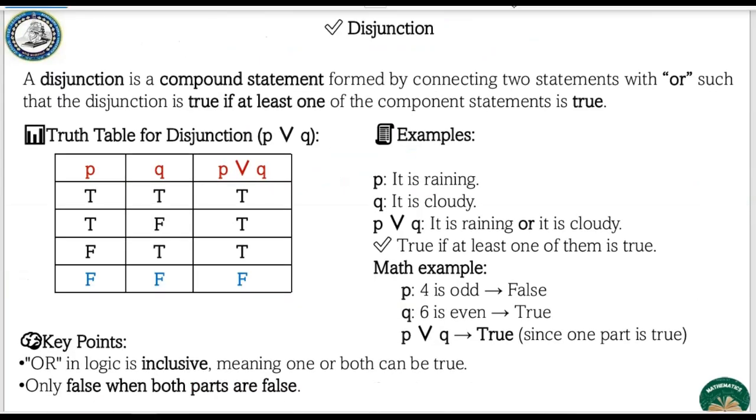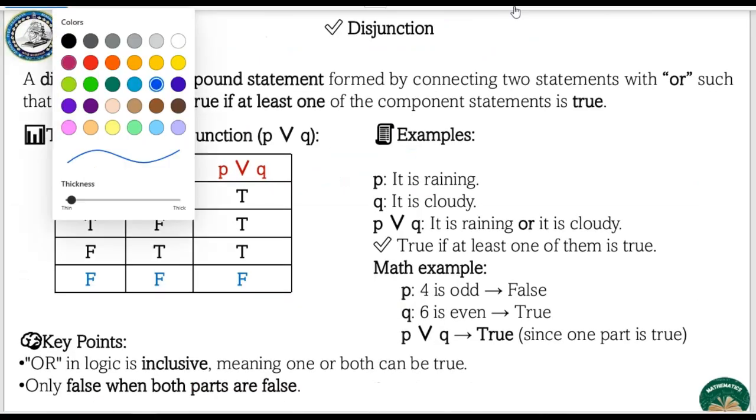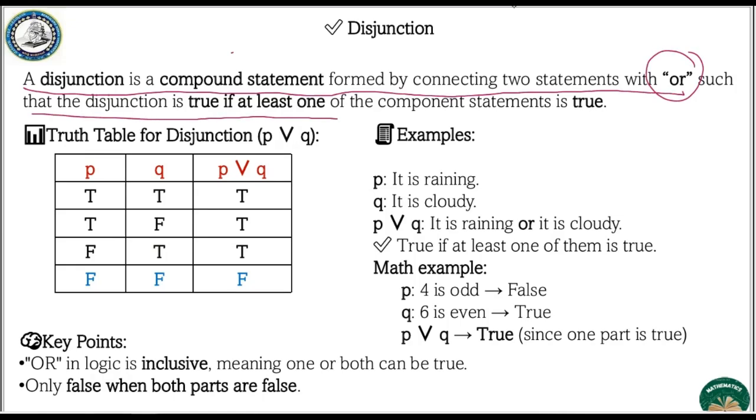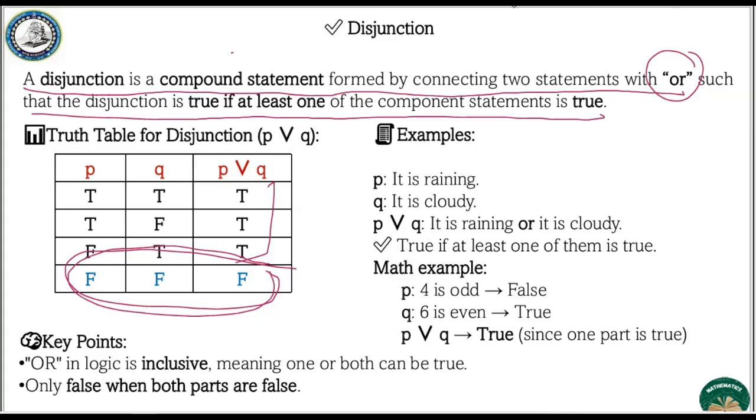Then next one is called disjunction. What does disjunction mean? A disjunction is a compound statement formed by connecting two statements by using the word or, such that the disjunction is true if at least one of the component statements is true. We can just remember for disjunction, if it is F and F, it is F, otherwise it is T. We should remember these conditions, which will help us to draw the truth table for upcoming slides.